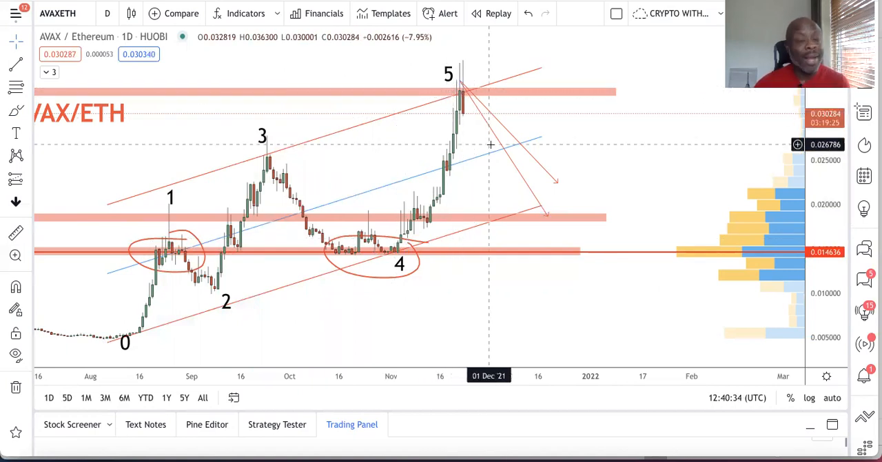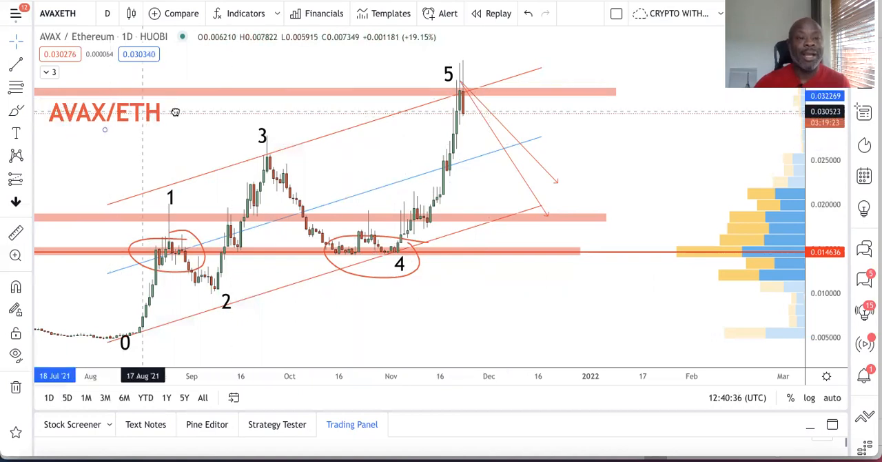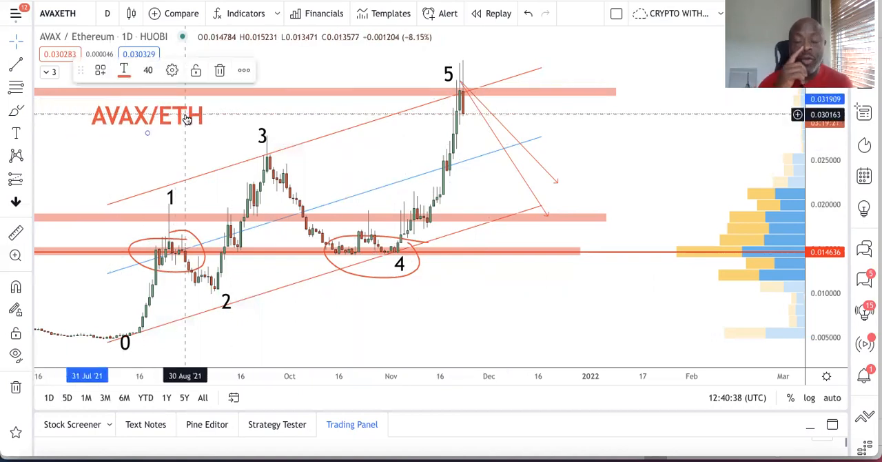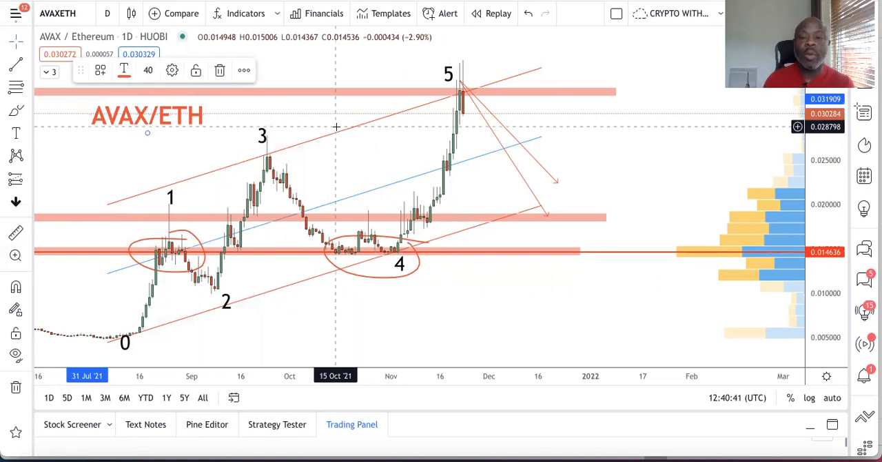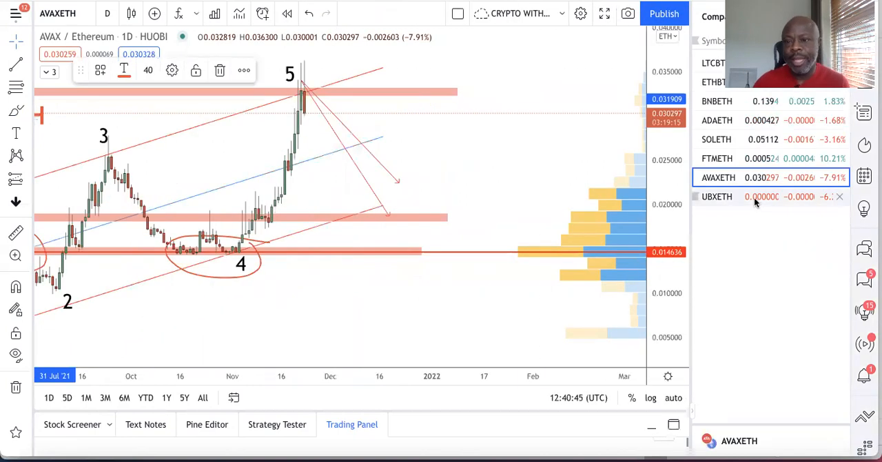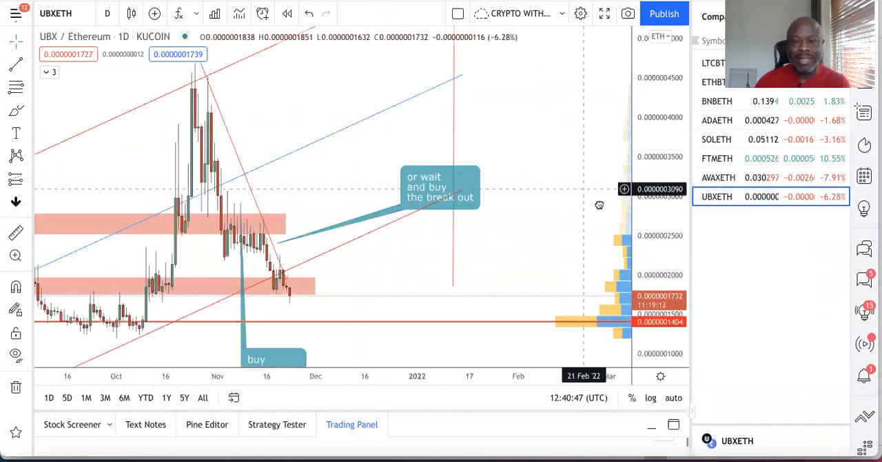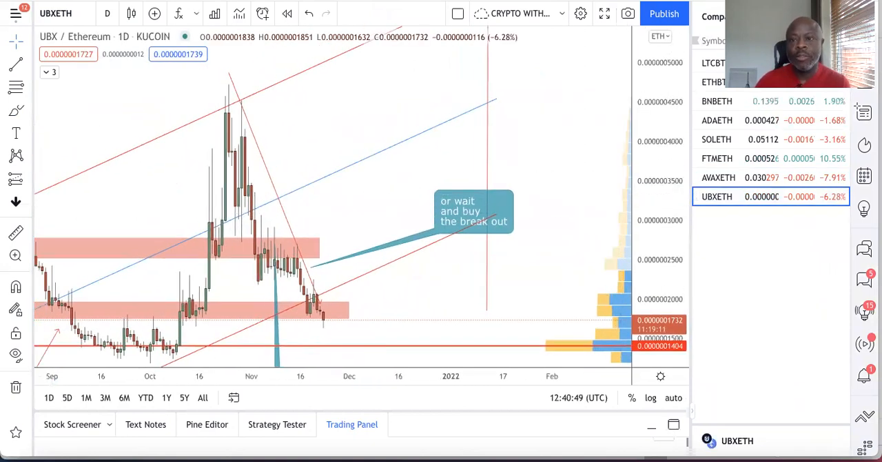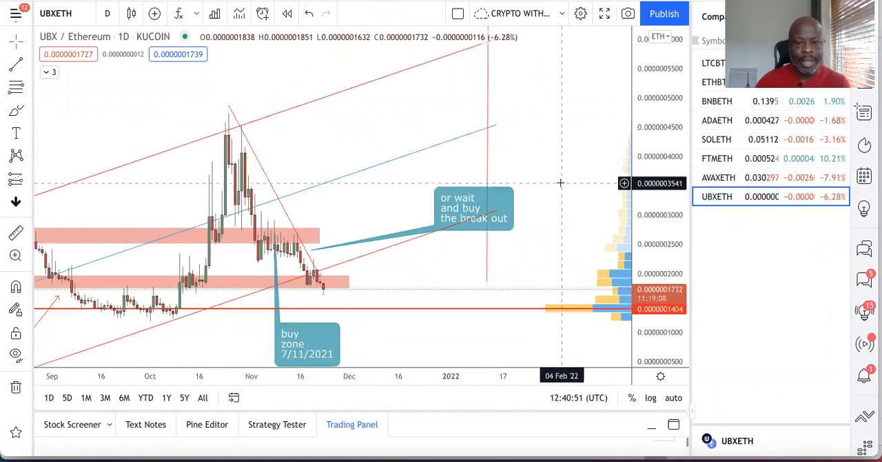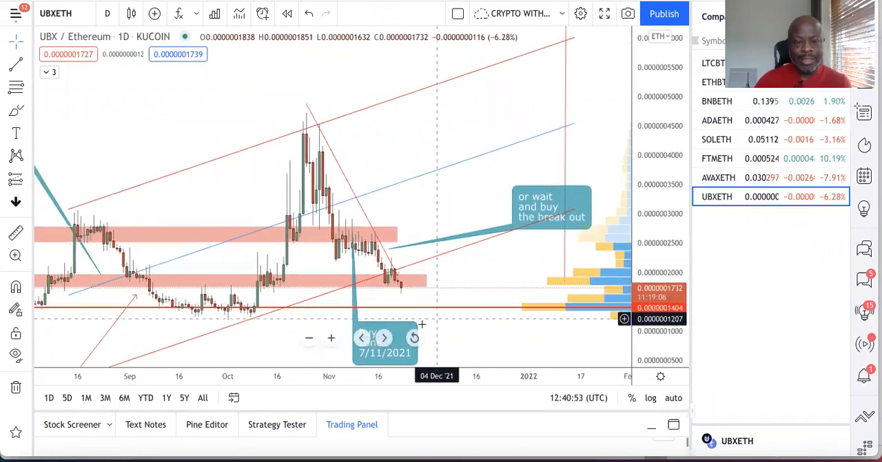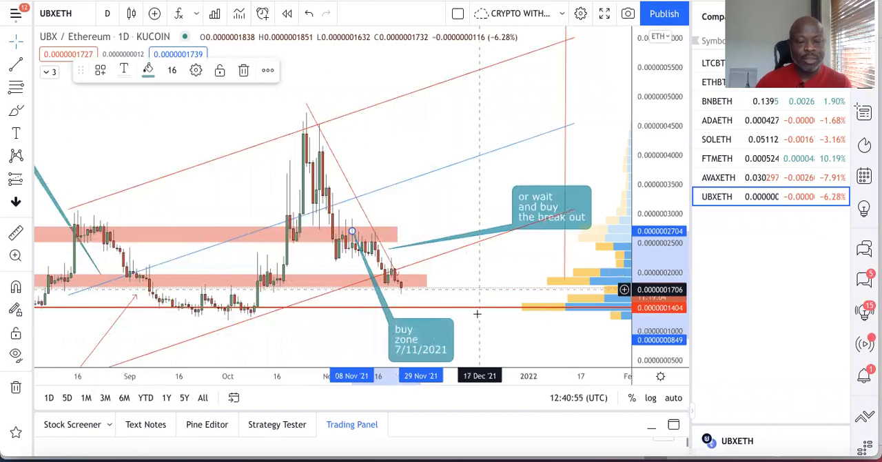Now I'm expecting a pullback. This is not the time to buy Avalanche, right? So if you have missed Avalanche and you're wondering what else to do, I have a coin here, which is UBIX. Okay, UBIX is exactly doing what Avalanche has done against Ethereum. Okay, so I already posted this idea in my Telegram chat, and it is something that you need to look at.